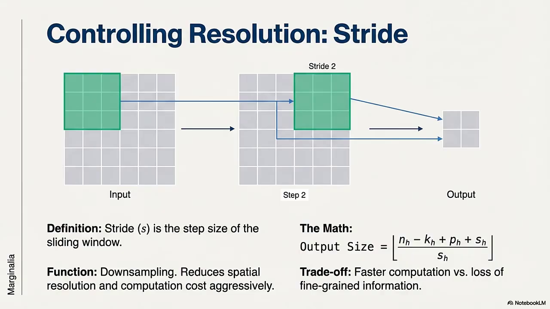Our next tool for controlling geometry is the stride. Stride is just the step size of our sliding kernel. A stride of 1, which is the default, means we move 1 pixel at a time, getting a very dense output. But if we use a stride of, say, 2, we skip a pixel with each step. This has the effect of downsampling, making our output feature map smaller. It's a great way to reduce the amount of computation and memory we need in later layers. Of course, there's a trade-off. You might lose some of the fine-grained detail in the process.